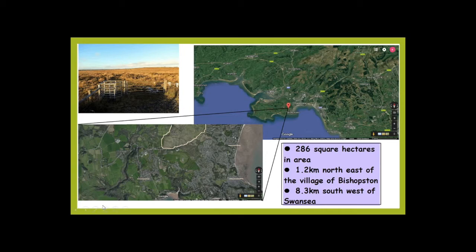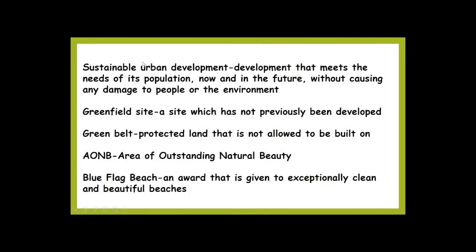Now then, we're going to use some sources today, and there's going to be words on those sources that you might not know what they mean. So I've got down here again the definition of sustainable urban development: development that meets the needs of its population now and in the future without causing any damage to people or the environment. This concept of sustainability is massive throughout geography. I know you've heard about it loads already.